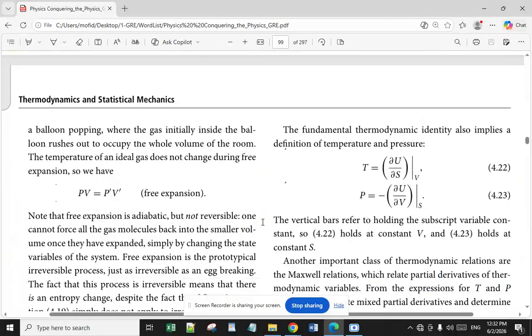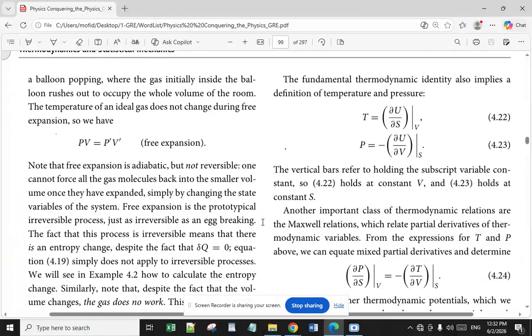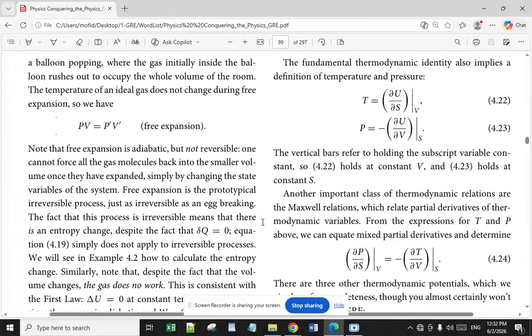The fundamental thermodynamic identity also implies a definition of temperature and pressure. T is equal to ∂U divided by ∂S, at constant V, and P is equal to minus ∂U divided by ∂V, at constant entropy. The vertical bars refer to holding the subscript variable constant. So equation 4.22 holds at constant volume, and equation 4.23 holds at constant entropy.